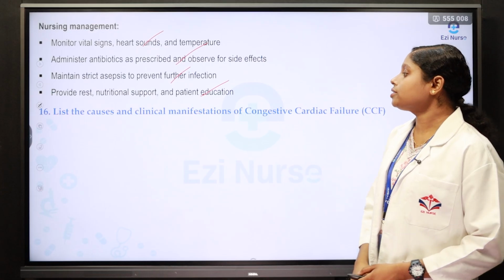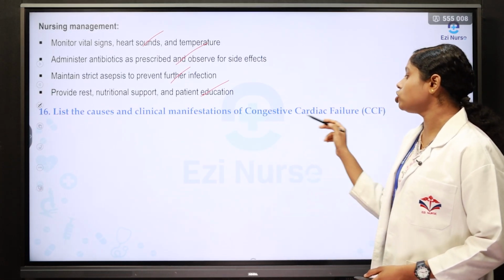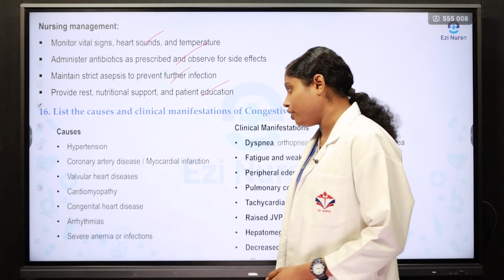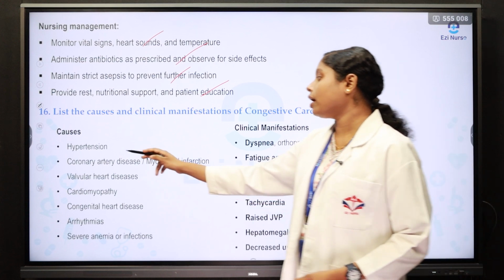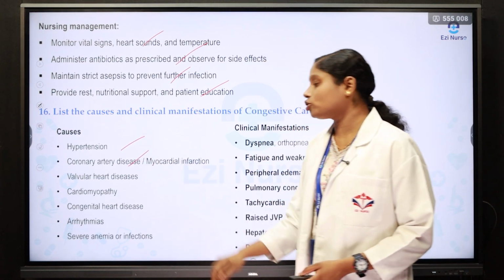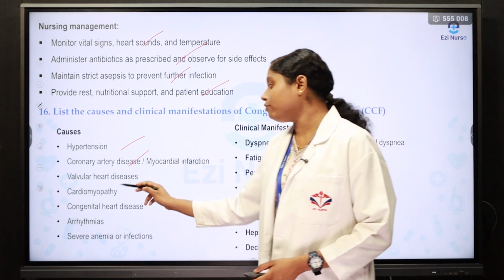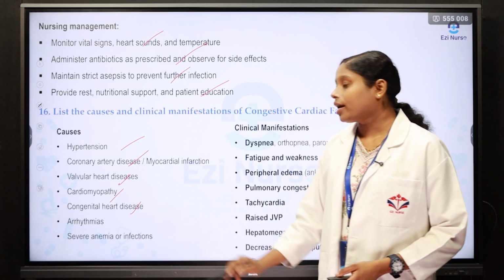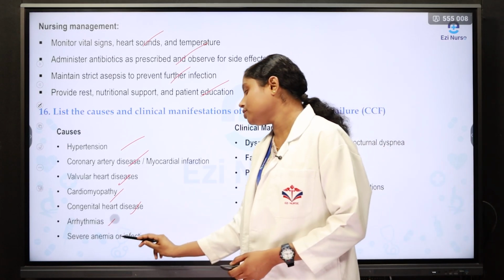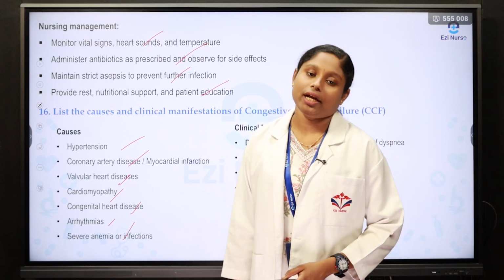So the next question we'll discuss is: list the causes and clinical manifestations of congestive cardiac failure. So what are the causes here? Hypertension, coronary artery disease or myocardial infarction, valvular heart disease, cardiomyopathy, congenital heart disease, arrhythmias, and severe anemia or infection.